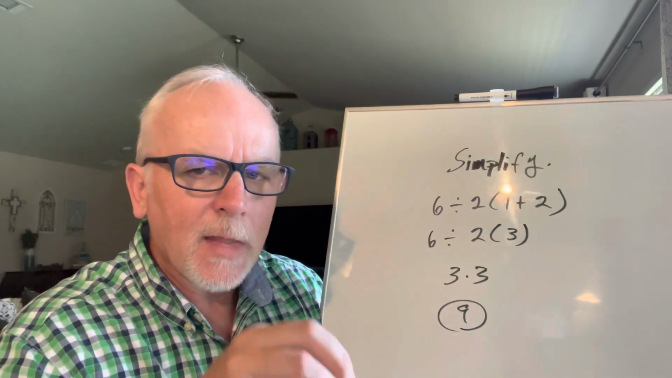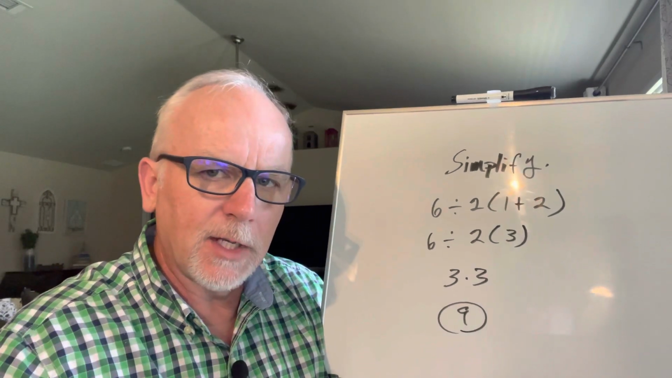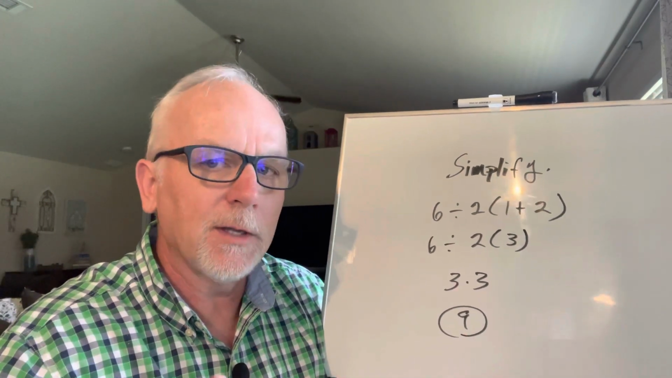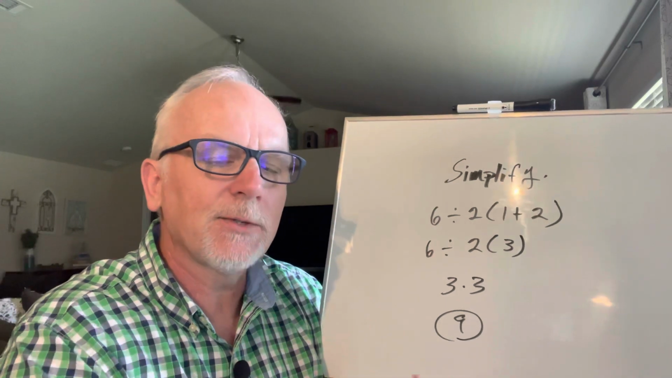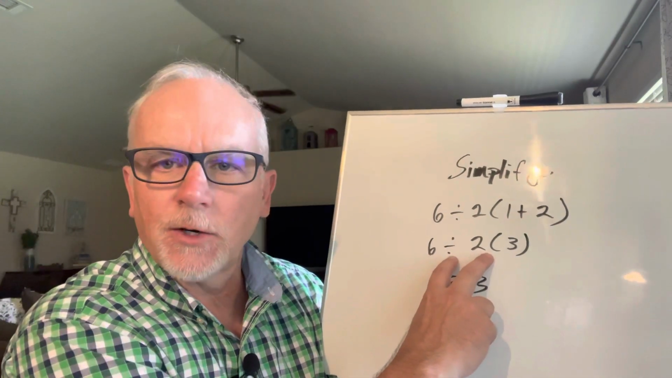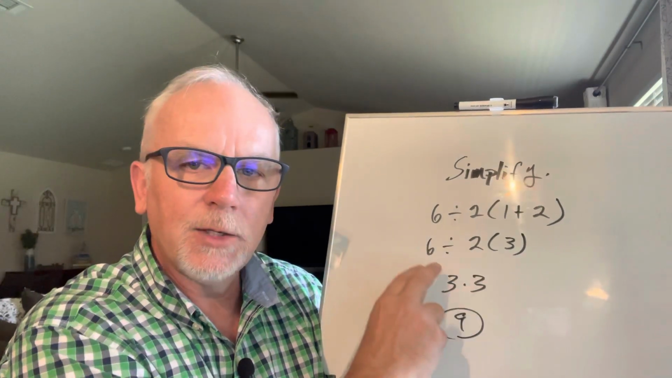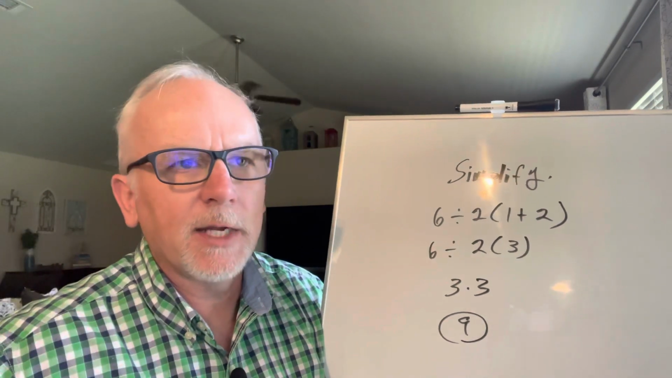Here's why. In the order of operations, it's not multiplication then division, it's multiplication or division as you encounter them from left to right. And so multiplication and division are on the same level. So you should go left to right and do the division first, then the multiplication.